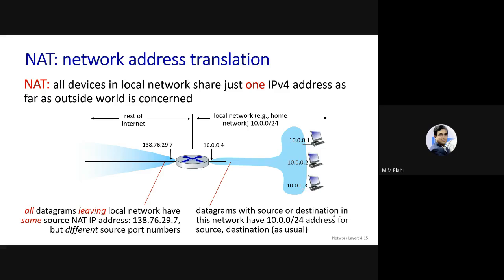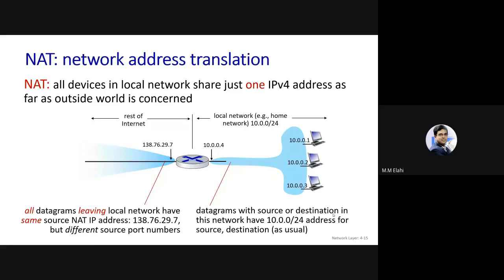That is class B. So since it is a class B, and in class B we know only 172.16 to 172.31 are private IPs. All others are public. So this is a public IP rented from an ISP, assigned to the router's port, and this is the only public IP that is used here. So all datagrams leaving the local network have the same source NAT IP address, but different source port numbers. Okay, why different source port numbers? We'll see. So this is the idea.